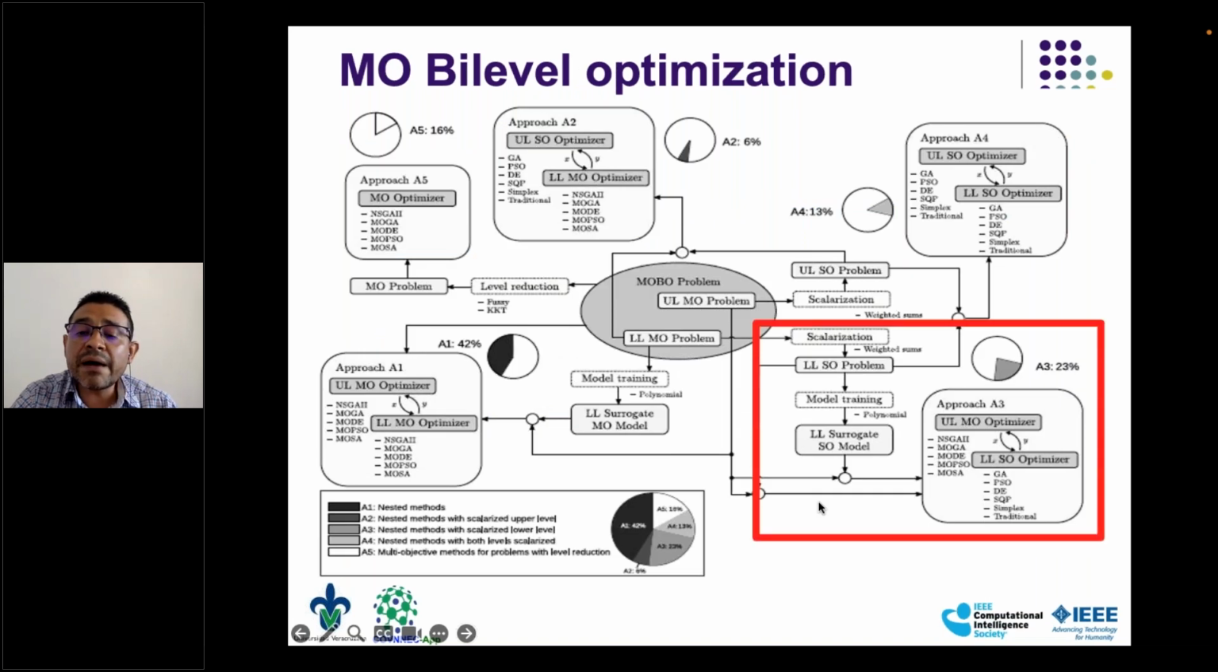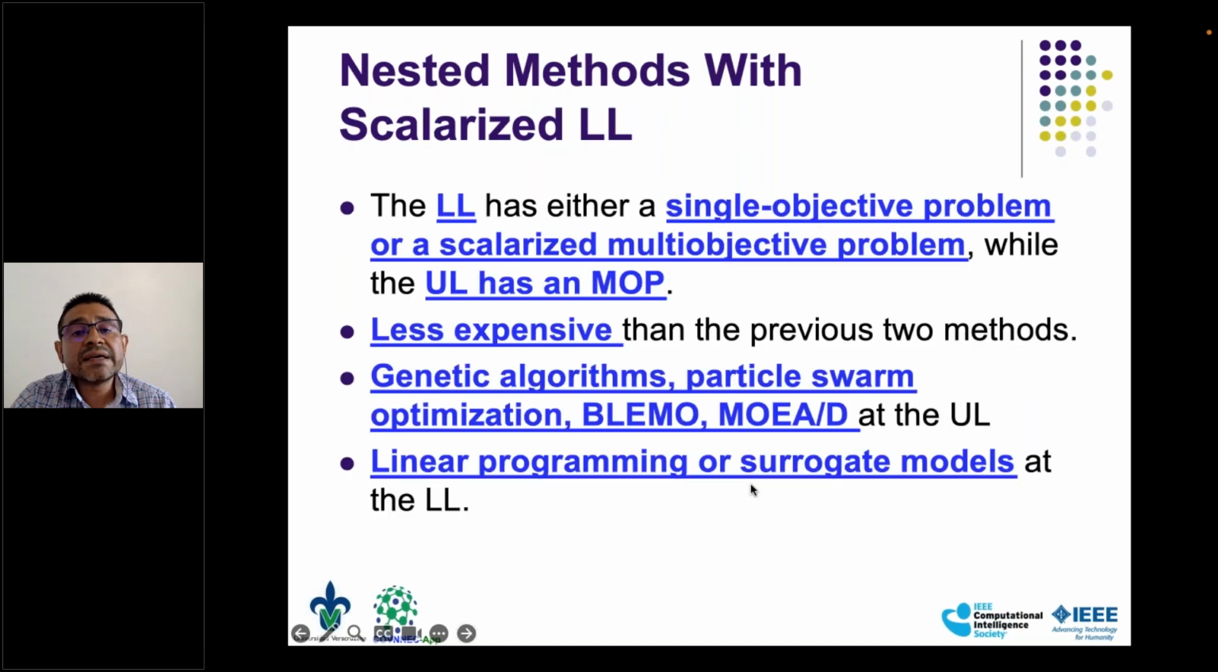The third approach in this case is the nested method with scalarized lower levels. In this case, the multi-objective problem is at the upper level. At the lower level, there is a problem that is single objective. Okay. It is less expensive than the previous two groups that I mentioned, because now the source of the computational cost, which is the lower level solution, is less expensive because I have a single objective approach.